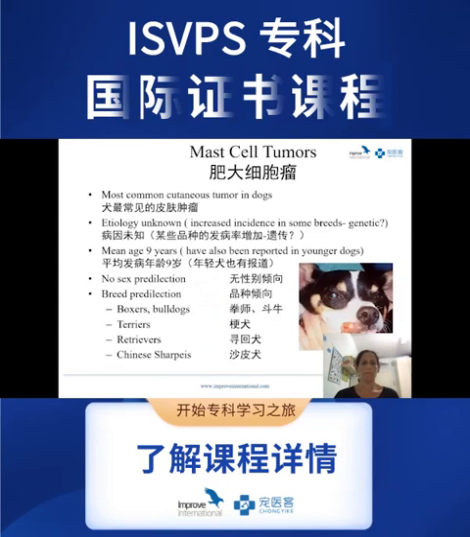Mast cell tumors are the most common cutaneous tumor in dogs. The etiology is unknown. There is an increased incidence in some breeds, so there may be a genetic component that hasn't been proven yet. The mean age is 9 years, so more in older dogs, but it has been reported in younger dogs. There's no sex predilection, and this tumor is seen more often in boxers, bulldogs, terriers, retrievers, and Chinese Shar-Peis.